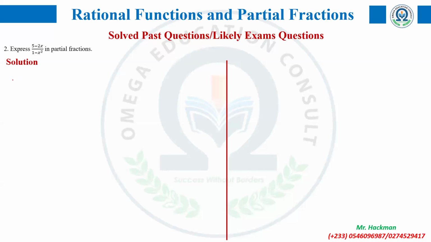So I'll check whether the rational function is a proper or improper fraction. So it will be proper. Tell me what you write, and I'll write it for you. Given 5 minus 2x on 1 minus x squared.